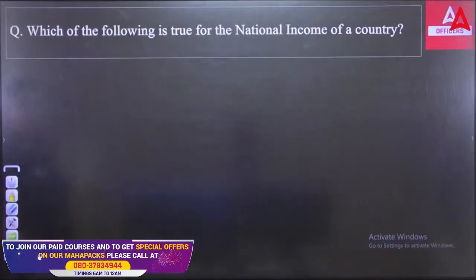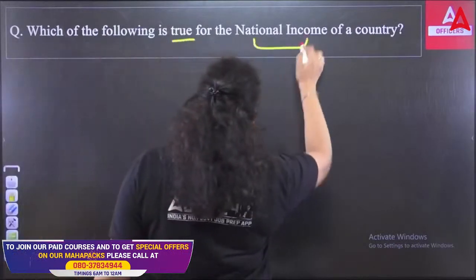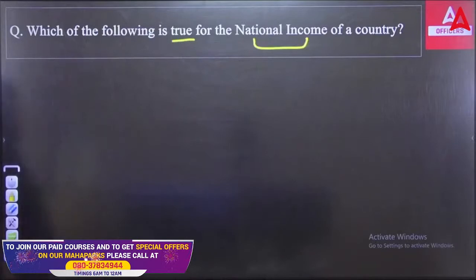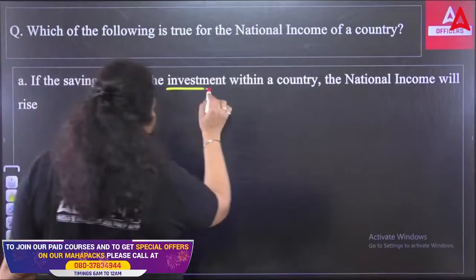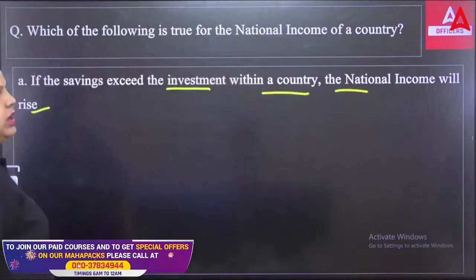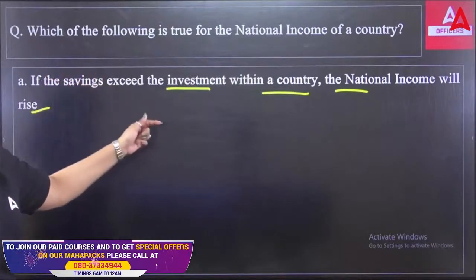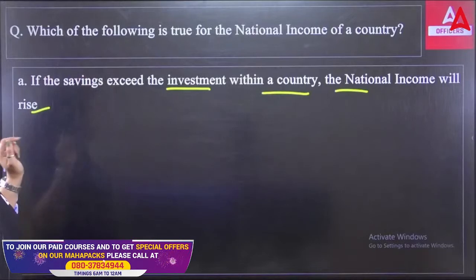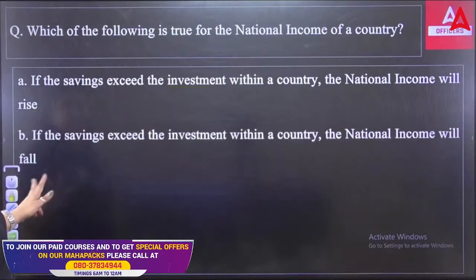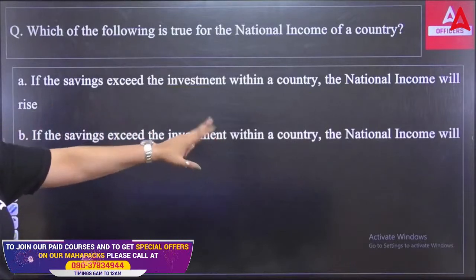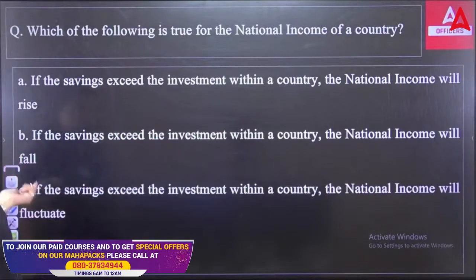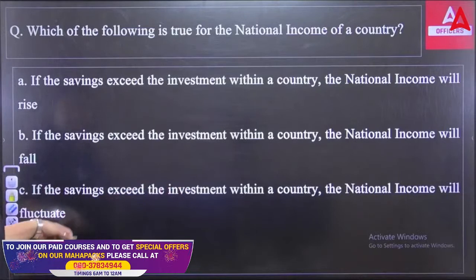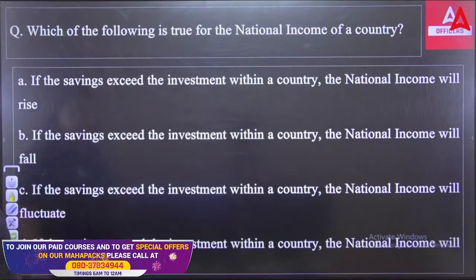Okay, next. Which of the following is true for the national income of a country? You have to answer which of the following is true in context to the national income of a country. First, if the savings exceed the investment within a country, the national income will rise. If your savings is increasing in comparison to investment, the national income will rise. Second, if savings exceed the investment within the country, the national income will fall. Third, if the savings exceed investment within a country, national income will fluctuate. And the fourth is saying if the savings exceed investment within a country, the national income will remain constant.